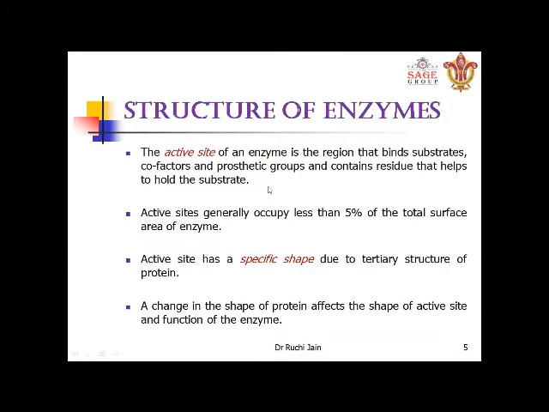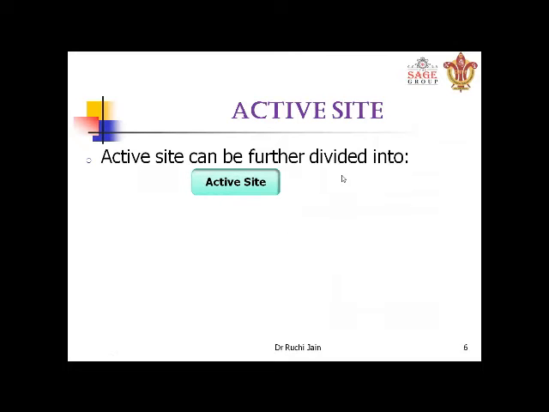There are active sites in the enzymes which bind to the substrates, and we get the products. The active sites generally occupy less than 5% of the total surface of the enzymes. They are very specific in shape, and it depends upon the tertiary structure of the enzyme or protein. Whenever we change the shape of a protein, it will affect the active site and function of that enzyme. Active sites can be further divided into two types: a binding site and a catalytic site.